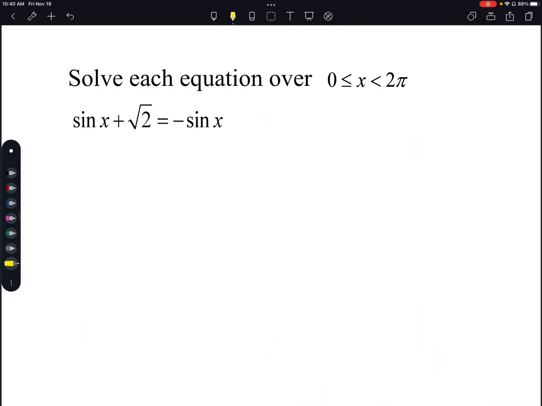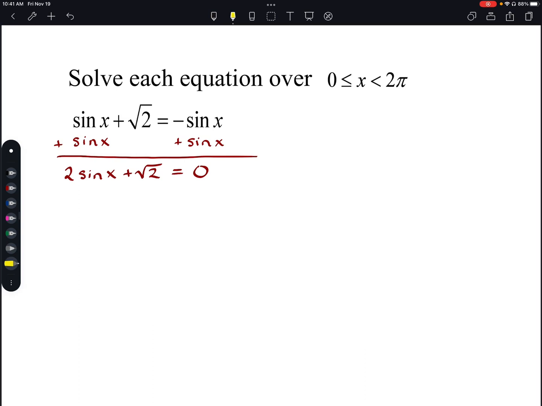It says solve each equation over the interval from 0 to 2 pi. So we're still looking at one time around the unit circle. We have the sine of x plus the square root of 2 equals negative sine x. All right, if I'm trying to solve this, I need to have all my x's on the same side. So let's go ahead and add a sine of x to each side. Now we've got 2 sine of x plus the square root of 2, and that equals 0.